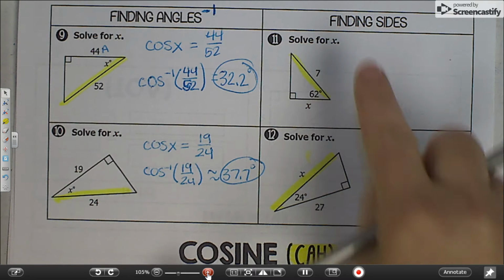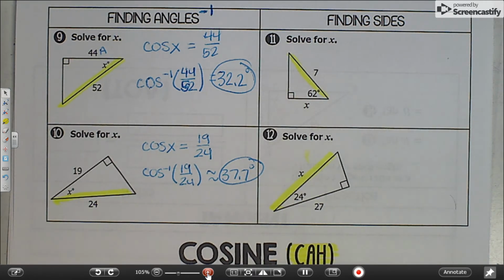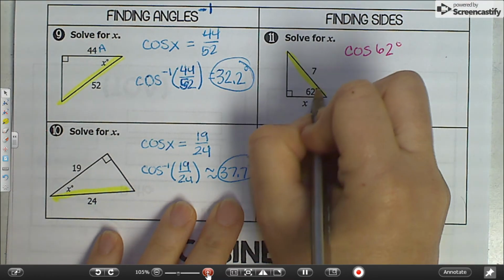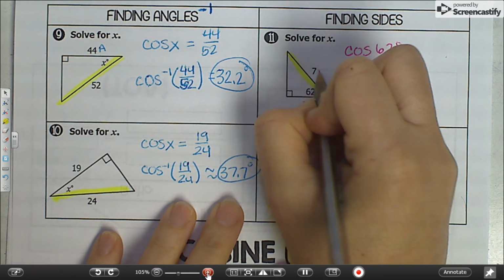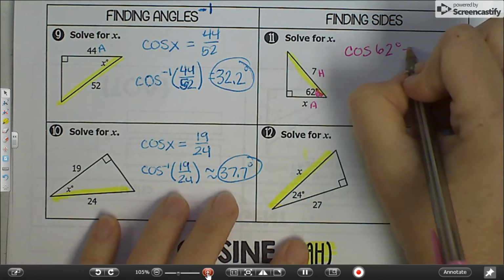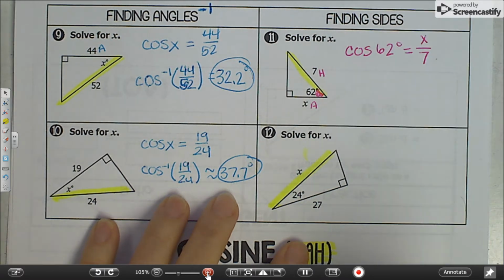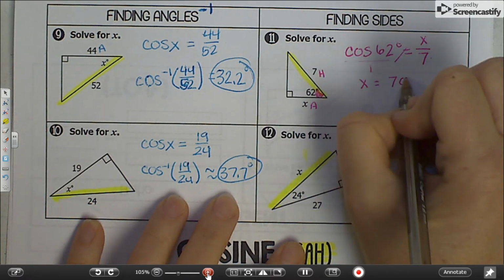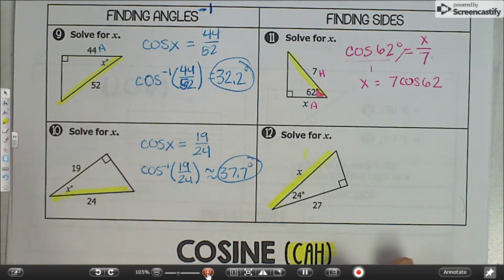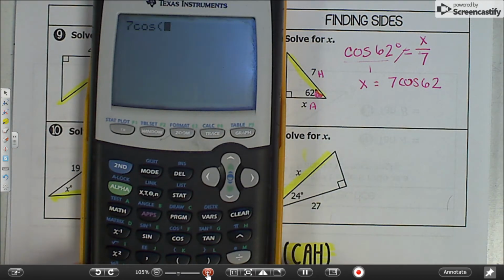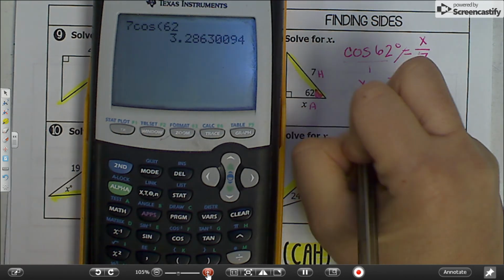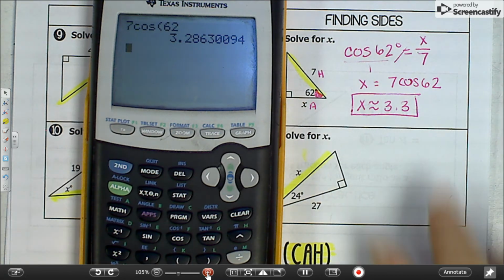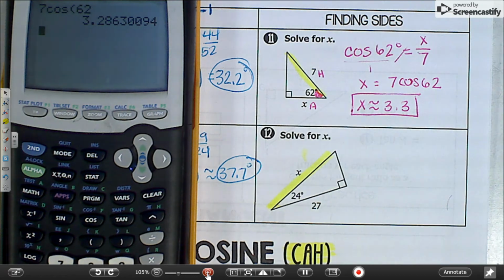All right, I'm going to show you how to find sides on one cosine style, and you're going to do the other. So we want the cosine of 62. We know this is cosine because there's the angle they gave us, and we have the adjacent and hypotenuse sides. Cosine of 62 is x over 7. So you can go ahead and cross multiply. X equals 7 cosine 62, and then type that in. So x equals 3.3, whatever units of measure that is. This is a side, so this is 3.3.